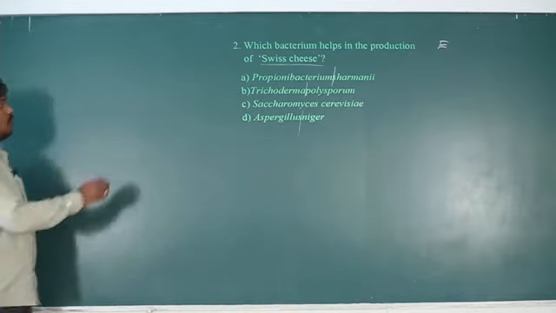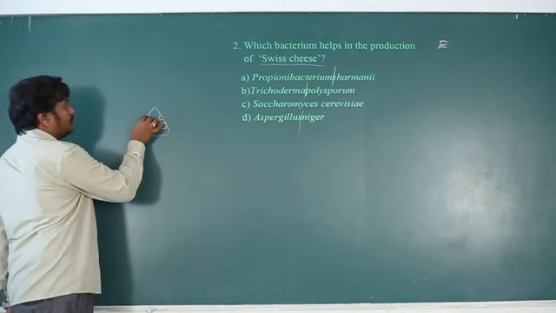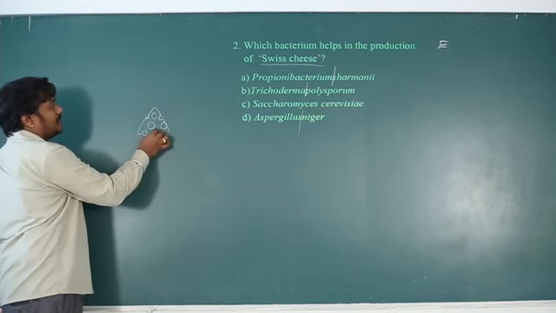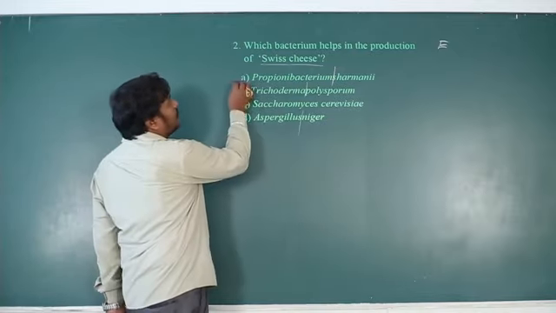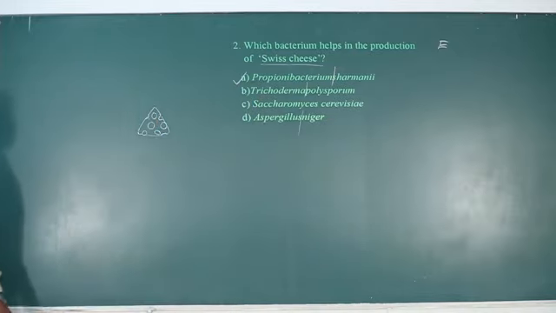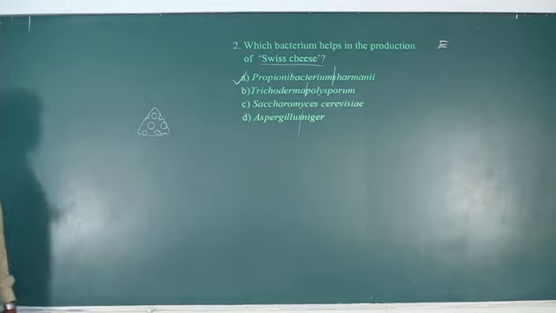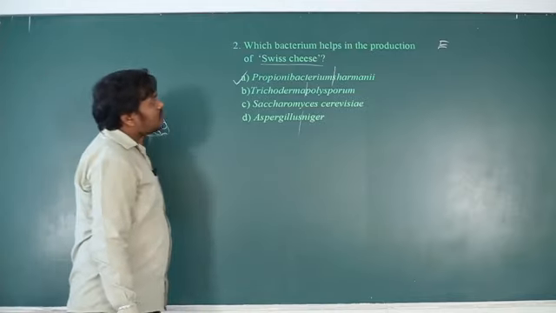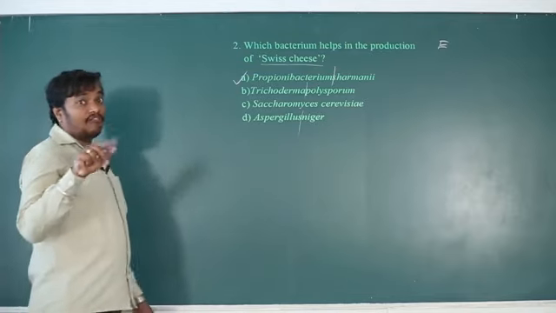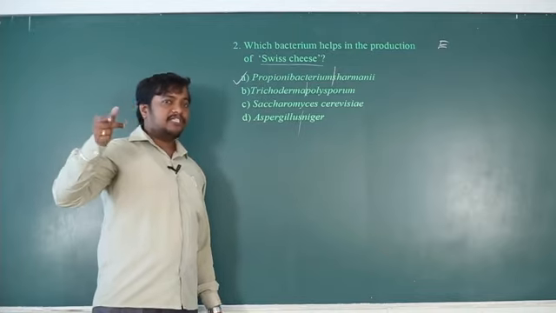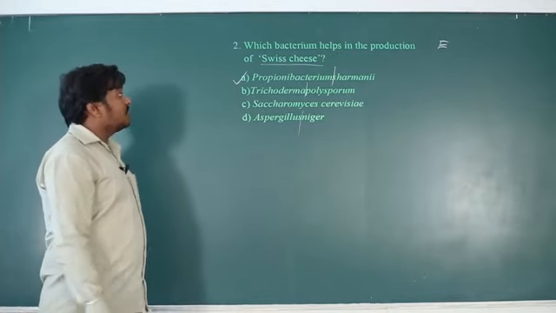So Swiss cheese, of course, we can find holes like this. These holes in Swiss cheese are due to the activity of Propionibacterium shermanii. Remember, Propionibacterium shermanii is responsible for the large holes in Swiss cheese. It produces the large holes due to carbon dioxide production. One more cheese is called Roquefort cheese. That Roquefort cheese is ripened with Penicillium roqueforti. Roquefort is the genus name and roqueforti is the species name. So Penicillium roqueforti is responsible for the production of Roquefort cheese.